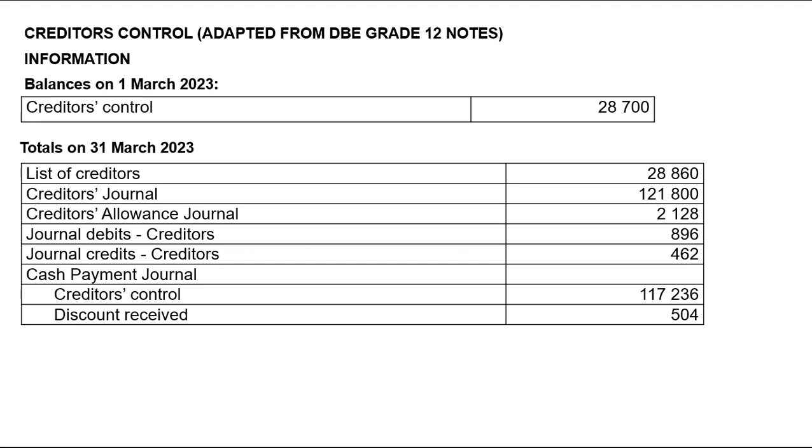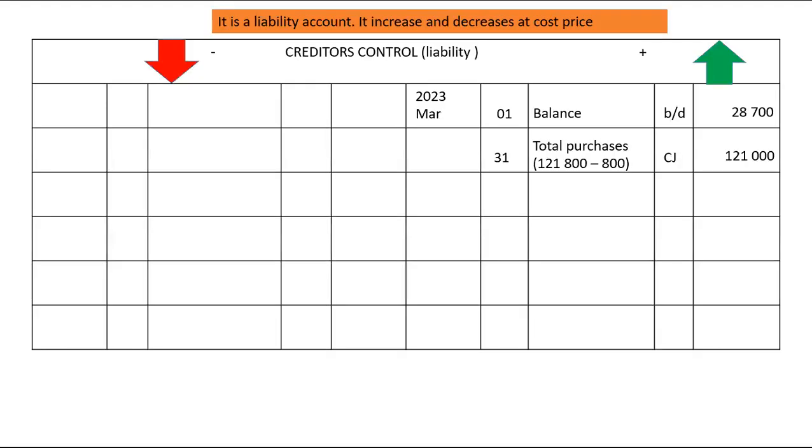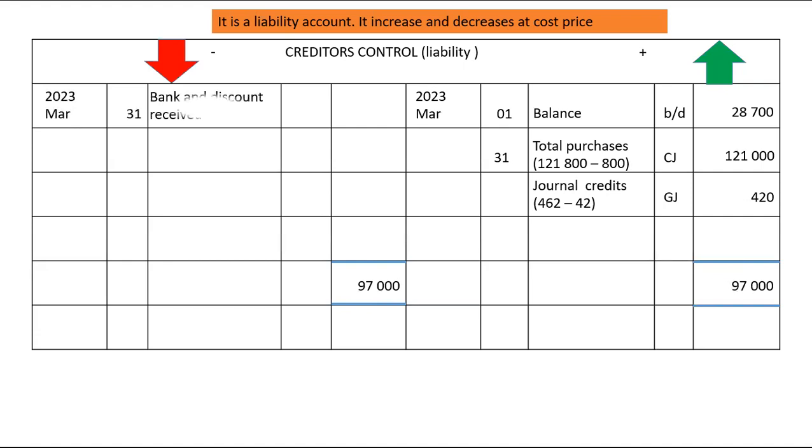So general credits, which is the credit side of the credit total in your general journal, under creditors control, we're going to put it on the credit side, and under folio we'll write general journal, and the amount will be 420. On the debit side, it's always bank plus discounts, which is the payments. So we'll add the payments, which will be bank plus discounts.